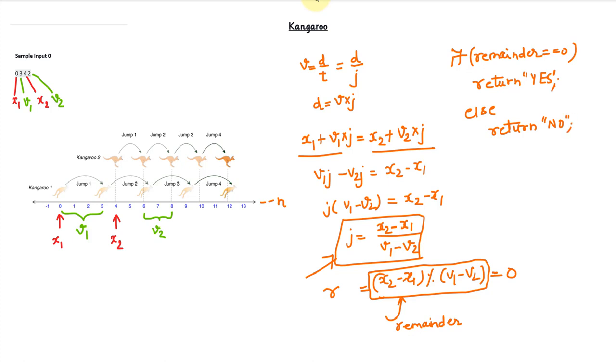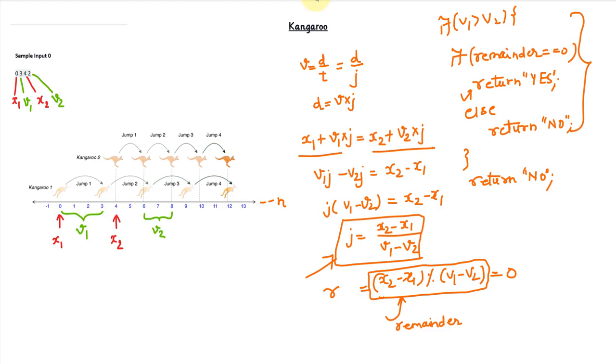Very simple, guys. But one more thing you need to validate first before taking the remainder: v1 must always be greater than v2. Why? Because Kangaroo 1 starts first and Kangaroo 2 starts later on. So Kangaroo 1 will be able to catch Kangaroo 2 only if the velocity of Kangaroo 1 is greater than v2. If not, it can never catch Kangaroo 2. So the topmost condition is that v1 is greater than v2. By default we will return no, but if v1 is greater than v2 and the remainder is equal to 0, then both kangaroos will meet at the same location at the same time. I hope this is clear to you.